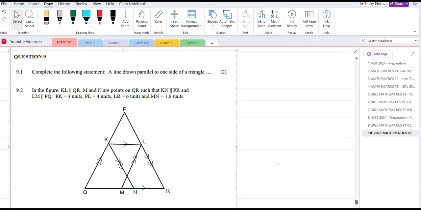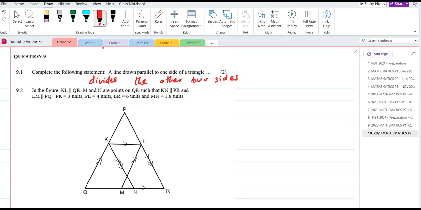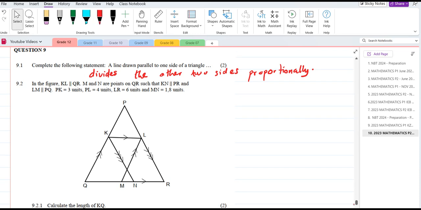A line drawn parallel to one side of a triangle, yeah, basically this is the proportionality theorem, divides the other two sides proportionally. Right. A line drawn parallel to one side of a triangle divides the other two sides proportionally. Divides the other two sides in proportion.